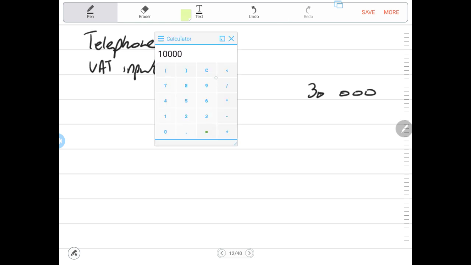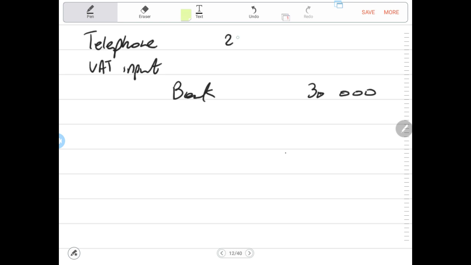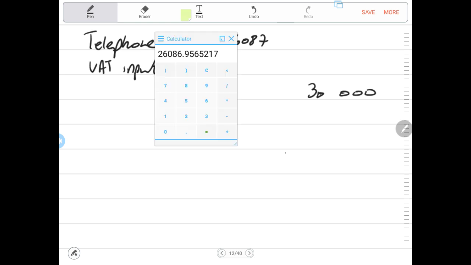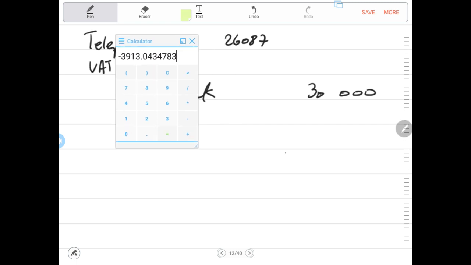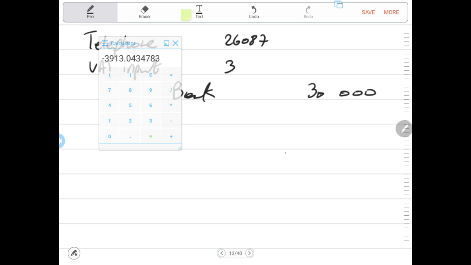Then we need to calculate: out of the 30,000, we want the amount that excludes VAT, times by 100 divided by 115. So it gets us 26,087 in our cash payment journal. We can then say minus 30,000. This gives us 3,913. This is our input VAT.